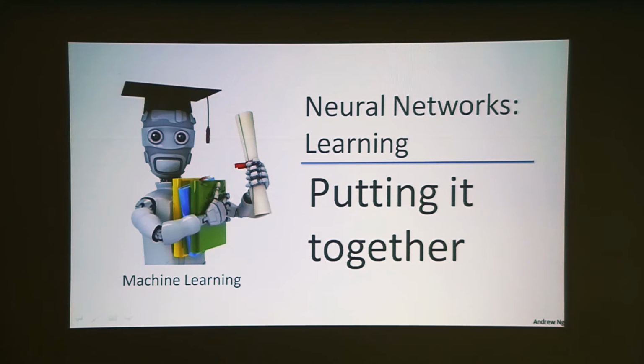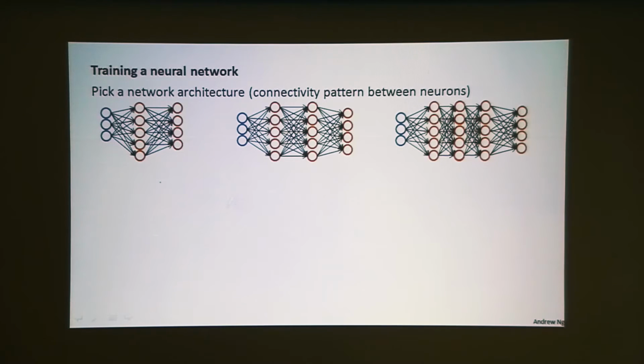Finally, let me put everything together and talk about how to do this in the supervised learning setting, which I know some of you are already familiar with, and then we'll get on to the unsupervised feature learning settings a little bit. Taking all the pieces we talked about, if you have a supervised learning problem, say a large labeled training set, the first step is to pick a network architecture. By architecture, I mean the connectivity between the neurons in your network.